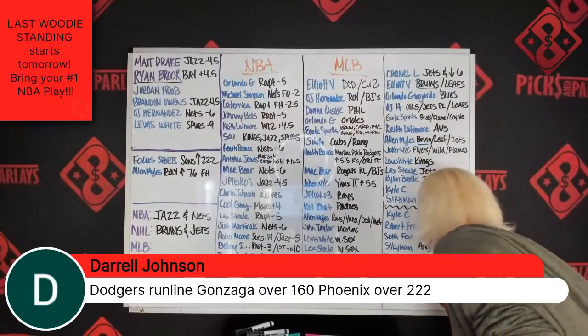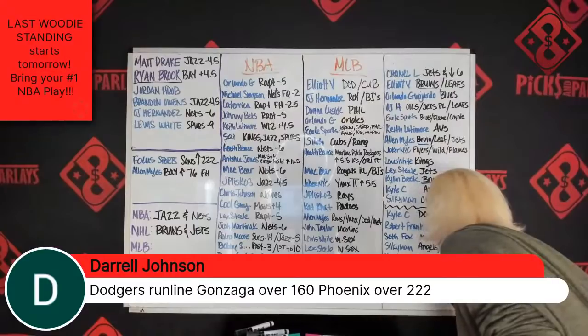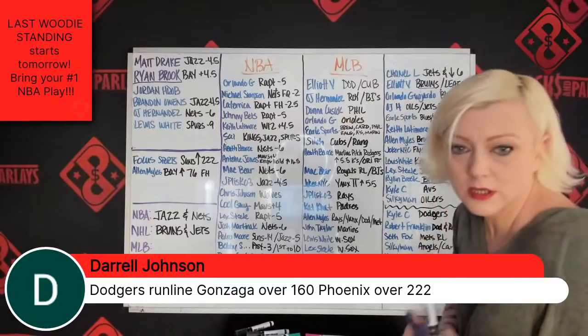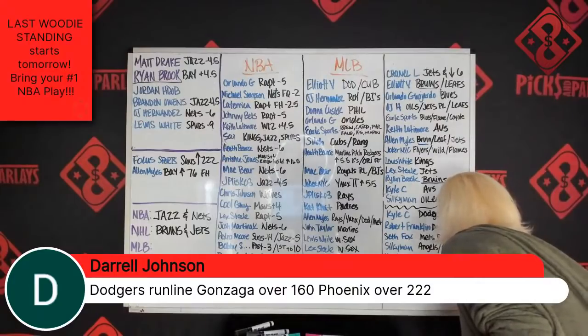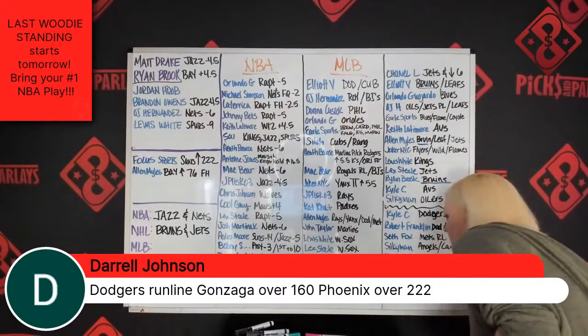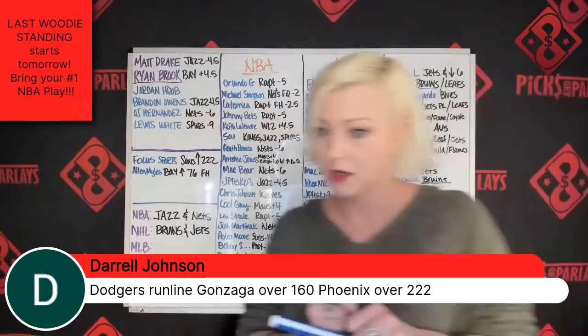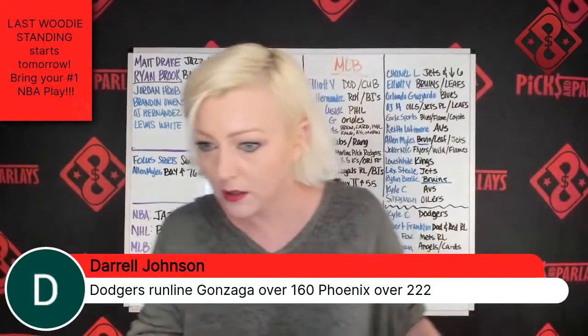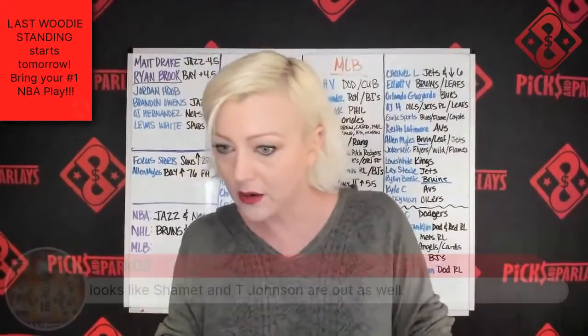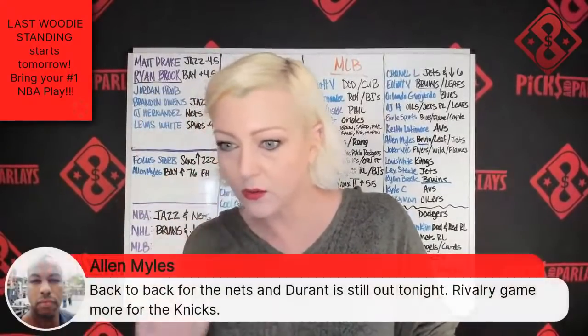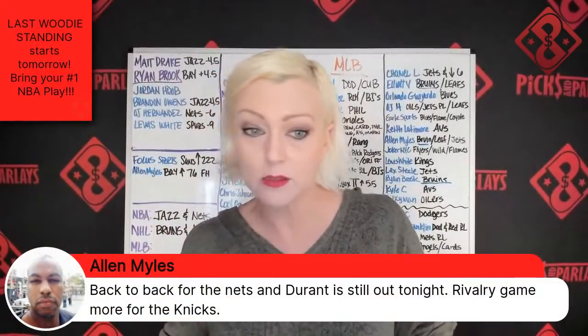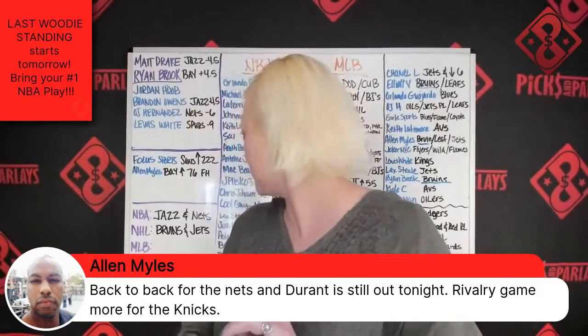Daryl Johnson. Dodgers. Run line. Okay. It looks like Shamet and T. Johnson are out as well. Back-to-back for the Nets. And Durant is still out. Rivalry game is more for the Knicks. Well, sugar. Now should I not be on the Nets?